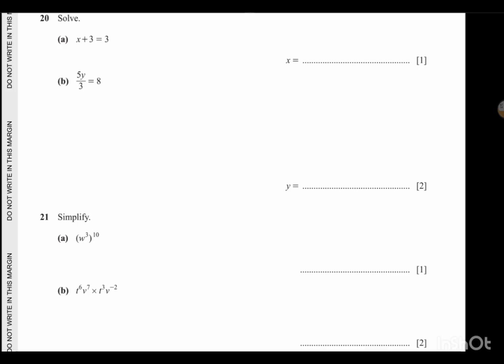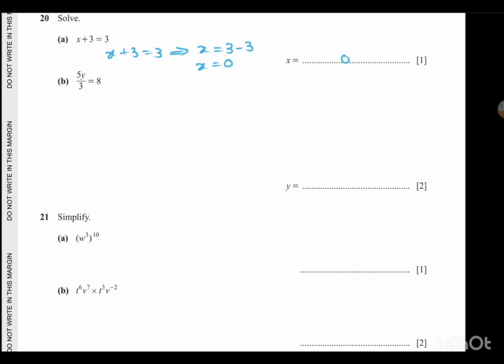Question number 20. Solve x plus 3 is equal to 3. So whenever solve is asked, you will find the value for the variable. When x plus 3 is 3, bringing the 3 onto the right hand side, keeping x on the left hand side, 3 is plus. When it comes to the right, it becomes negative, minus. So 3 minus 3 is how much? 0. So the answer is 0.